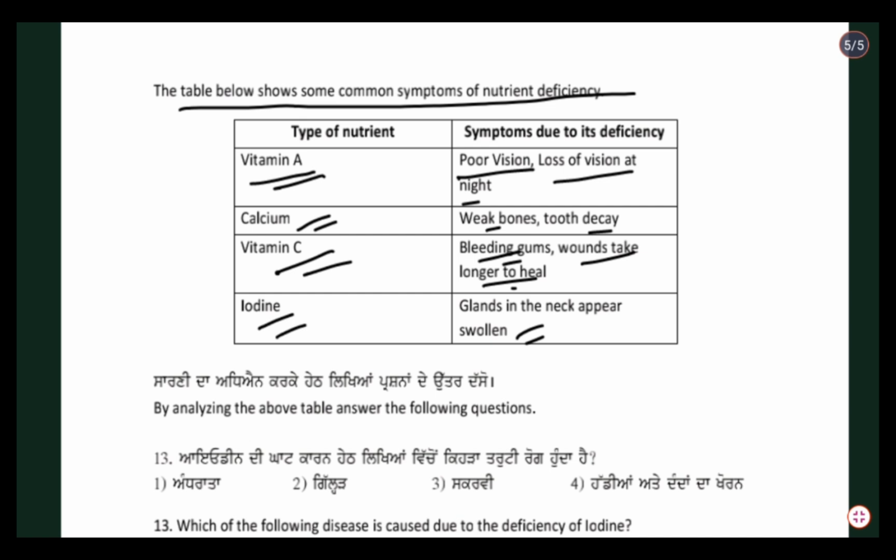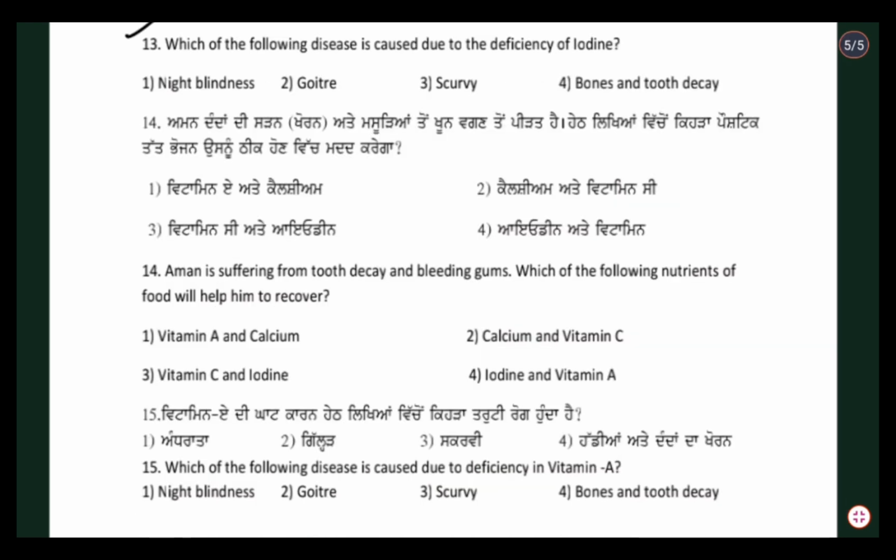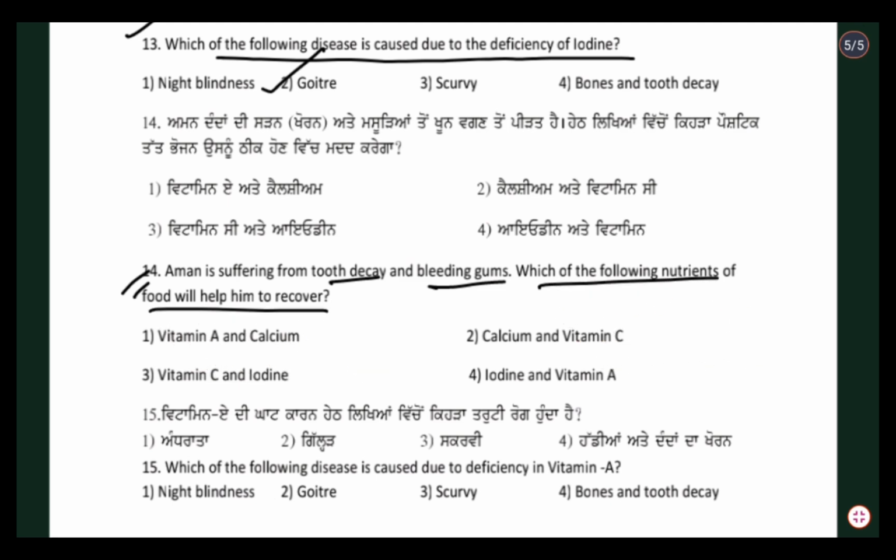So question number 13 from this table is, which of the following diseases is caused due to deficiency of iodine? So the deficiency of iodine leads to goiter. Question number 14 is, Aman is suffering from tooth decay and bleeding gums. Which of the following nutrients of food will help him to recover? So he needs to have a sufficient amount of calcium and vitamin C. So this is the right answer, calcium for tooth and vitamin C for bleeding gums.